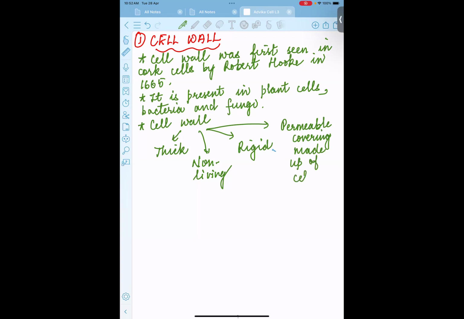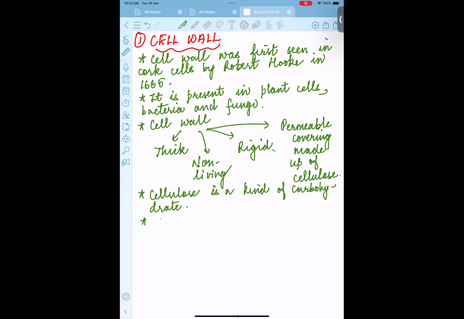So with this covering, whatever they need, suppose they need carbon dioxide gas, they can take it easily. If they have to release oxygen gas, they can do that. So that is what is called permeable. Now this cellulose, what they are made up of, it is basically a kind of carbohydrate molecule.